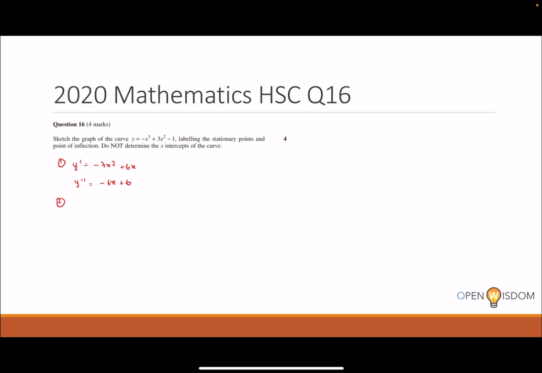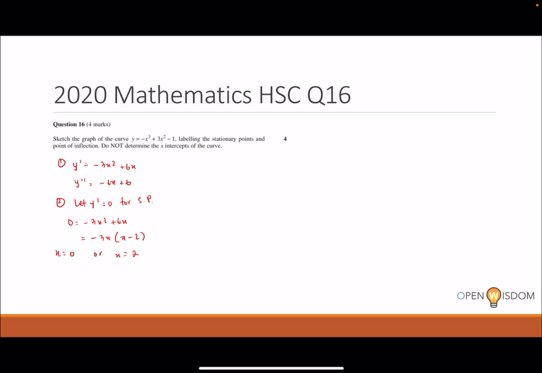To find the stationary points, we have to let y dash equal 0. So let y dash equal 0 for stationary points. So 0 equals minus 3x squared plus 6x. We want to find the solutions for x, so we factorize minus 3x out. We get two solutions for x: x equals 0 or x equals 2.